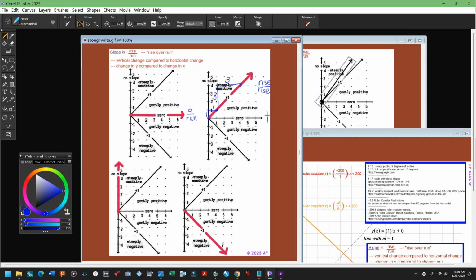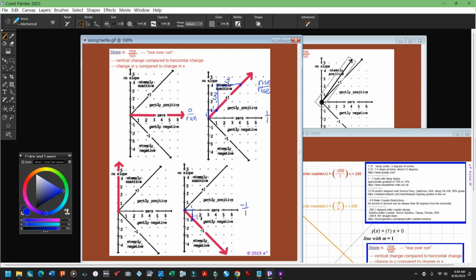A slope of -1. If I start at 0, 0, in order to rise, I have to fall. So it's a fall of 1, and it's a run of 1. This is 1, that's -1. The rise is -1. The run is 1.